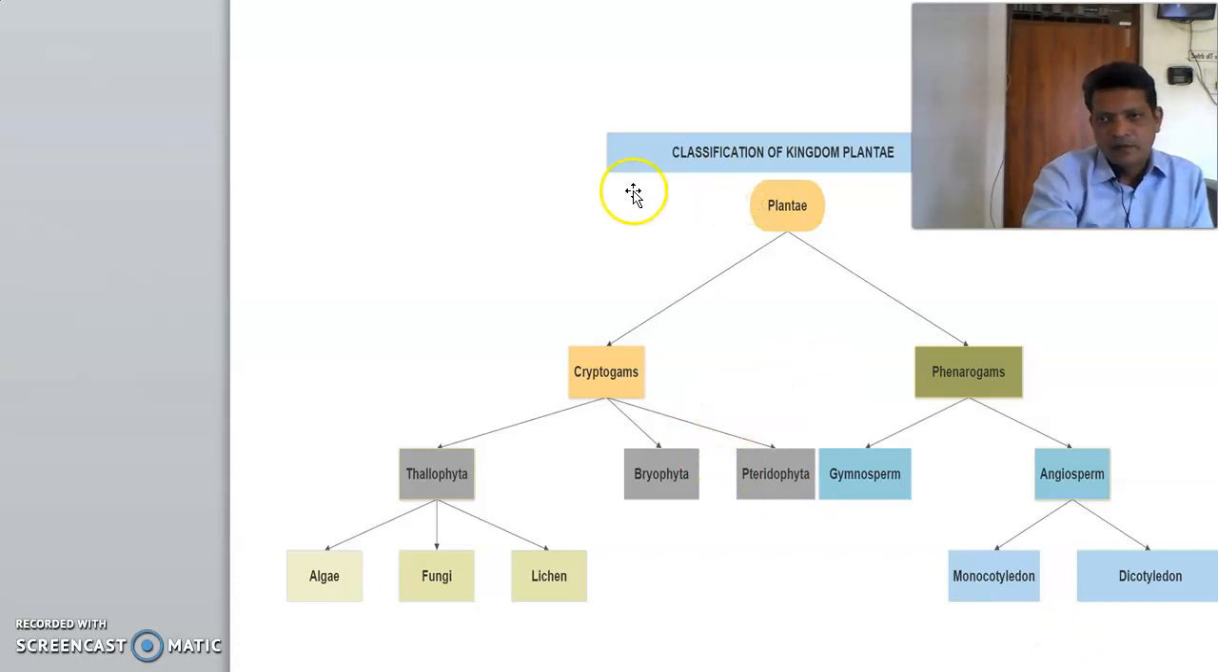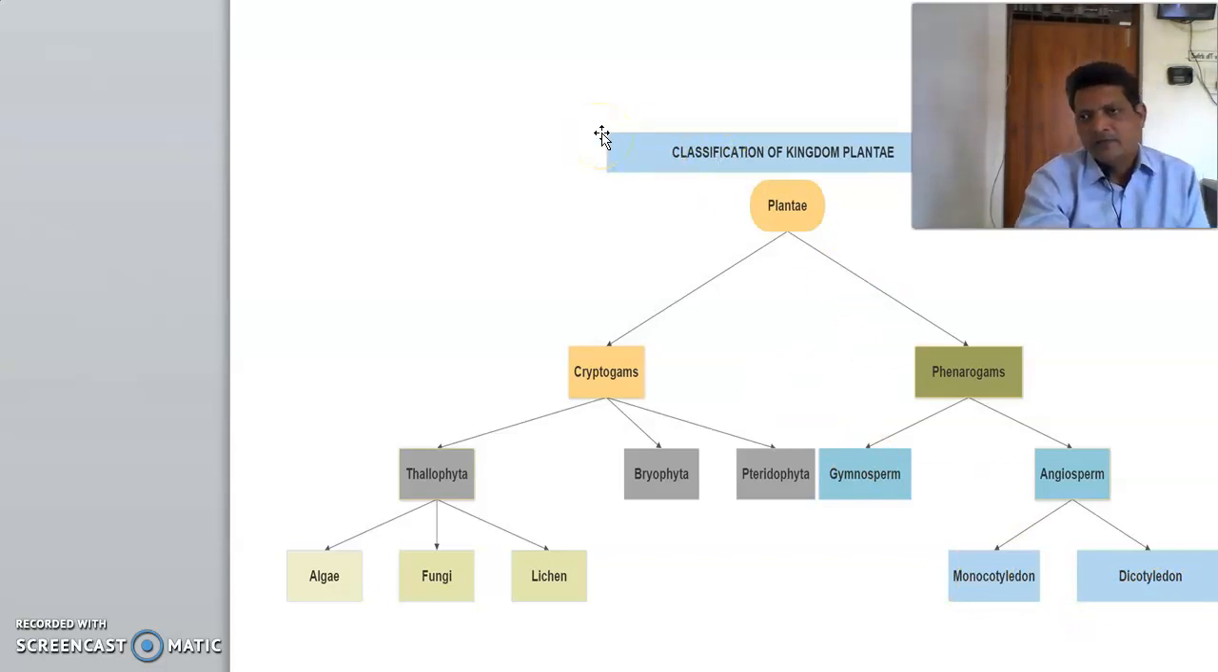Now, I hope that you will understand the classification of plants, how the plants are classified. In the next class, we will see what angiosperm is and what the hexagon is. Okay. See you.